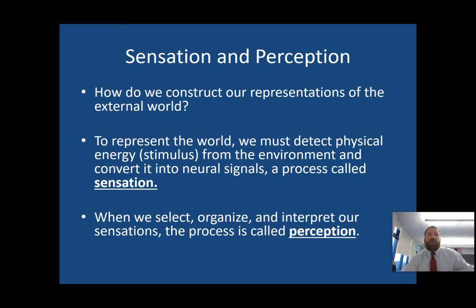So fundamentally, sensation and perception answers the question: how do we construct our representations of the external world? How do we know what's going on around us? How are we able to process mentally the things that we're seeing, smelling, tasting, hearing, and touching? In order for us to do any of this, we have to first be able to detect this external stimuli, these things that are occurring from outside of the body, from the environment. And then we have to convert that information into neural signals so that our brains can process it.